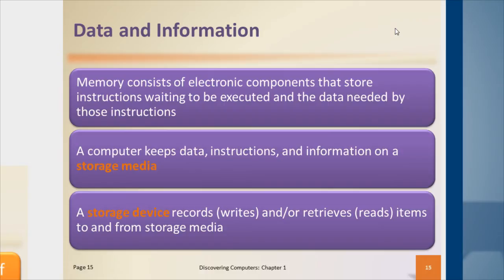So a hard disk, for example, is a combination of both storage media and a storage device. The physical device stores the media. But there are examples where they're separate devices and separate media. So a CD-ROM or a DVD drive and disk are an example of separate storage media and a separate storage device.